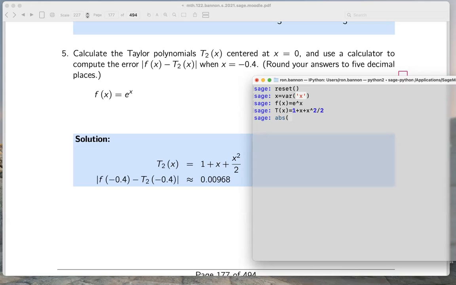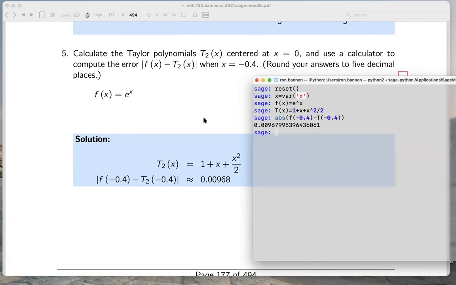What do we want? We want to do f of X at minus 0.4, and we want to subtract away T, evaluated at minus 0.4. And that ABS stands for absolute value. And what does it return back to me? That number that we're getting over here. Now, granted, they get more digits over here, but let's see if we got it. We got 0096. Yeah, they did a proper rounding.